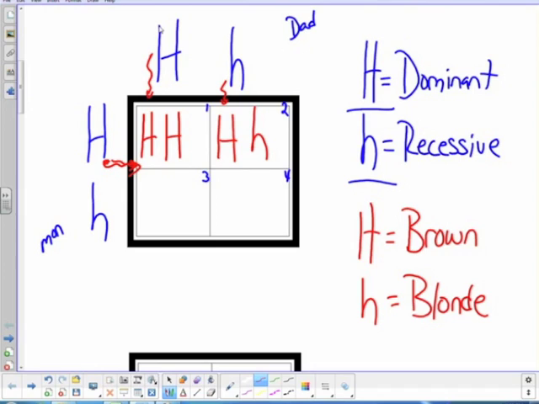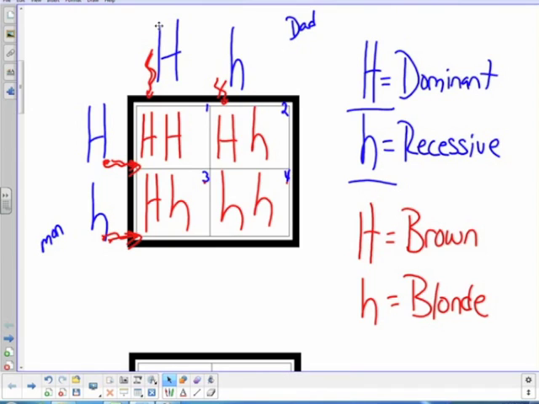And then again, for this number 3 box here, I'm going to drop down this capital H, and I'm going to take this lowercase and come over. And for this 4 box right here, I'm going to drop down this lowercase h, and then I'm going to bring this other lowercase h over. So this is my genetic outcome. This is the probability that I'll have these particular outcomes in the offspring.